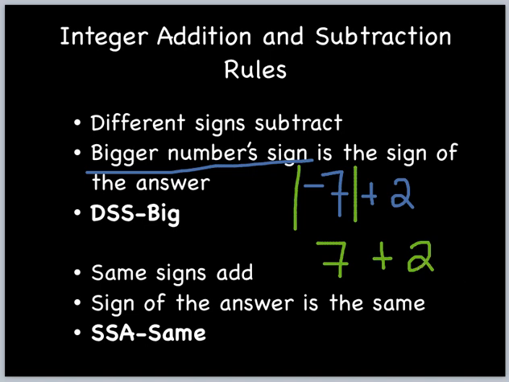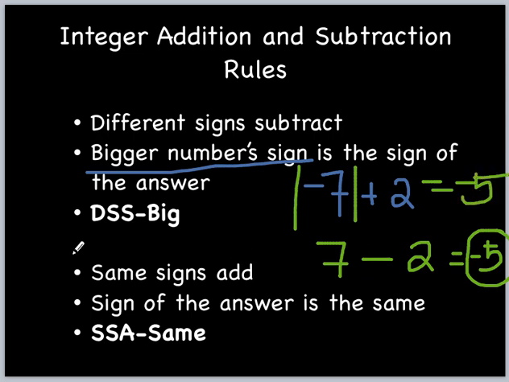So different signs, you will subtract. So it's not addition here, but you have to subtract. So that means 7 minus 2 is 5. And you follow the sign of the number with a bigger absolute value. So therefore, it should be negative 5. Okay, so this is negative 5.